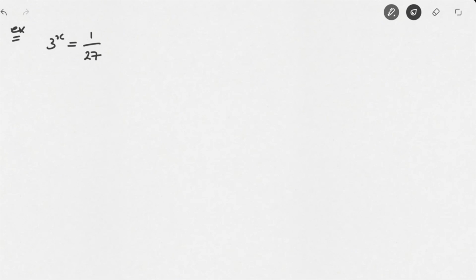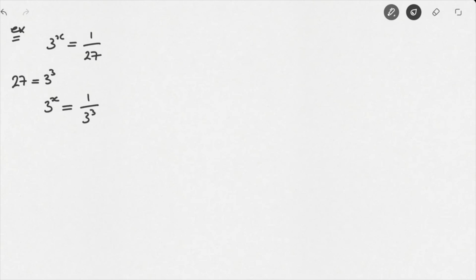Well, when we're faced with this type of equation, the trick here is to see whether or not we can write 27 as a power of 3. And in this case, we know that 27 is equal to 3 to the power of 3. So we can write our equation, 3 to the power of x, equals 1 over 3 to the power of 3.